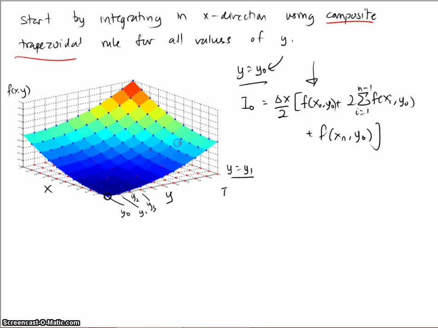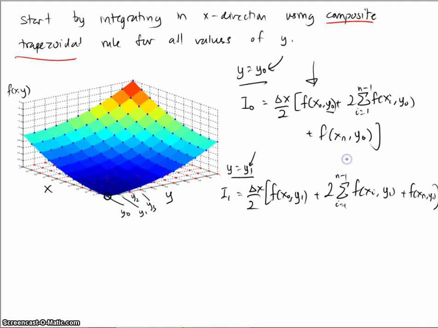So for y equals y1, you're going to get I1 equals, again, delta x over 2 times f at x0, y1, plus 2 times the summation of f at xi, y1, where i goes from 1 to n minus 1, plus f at xn, y1. Okay, so this will give you the second value of the integral at y equals y1. You're going to do the same thing for the remaining values of y.